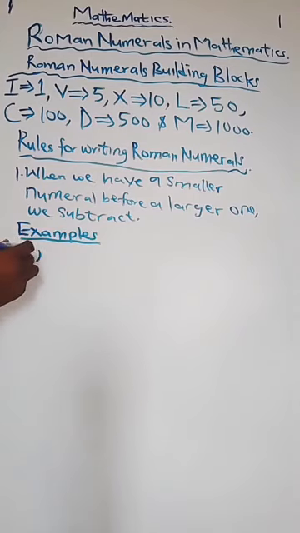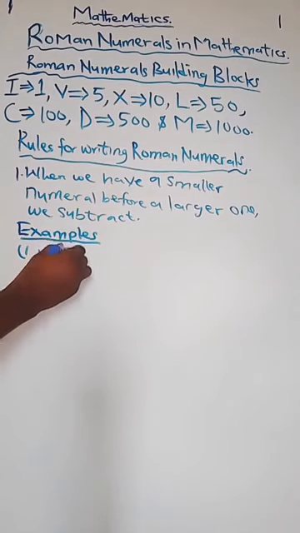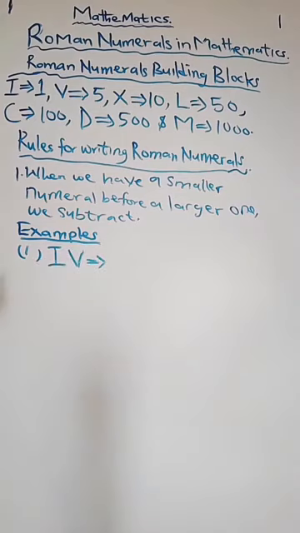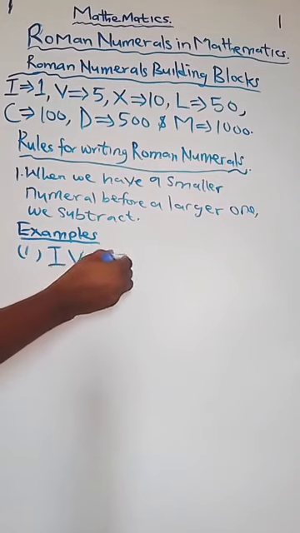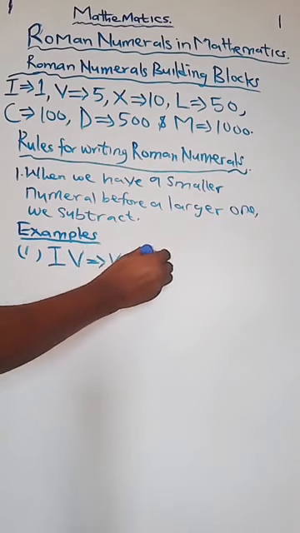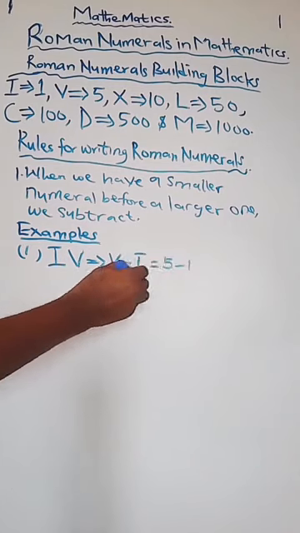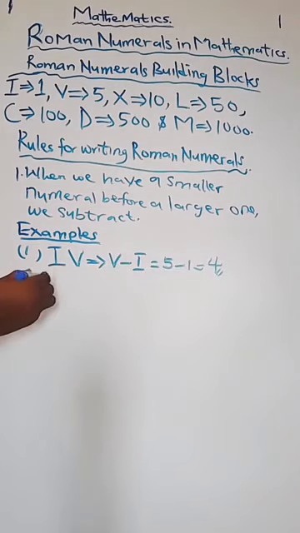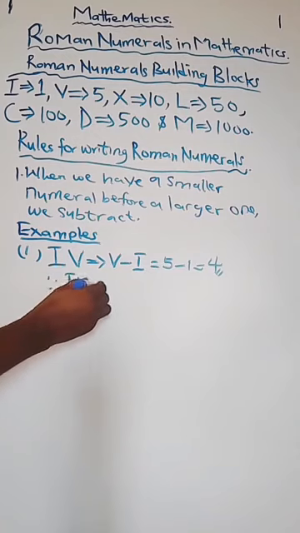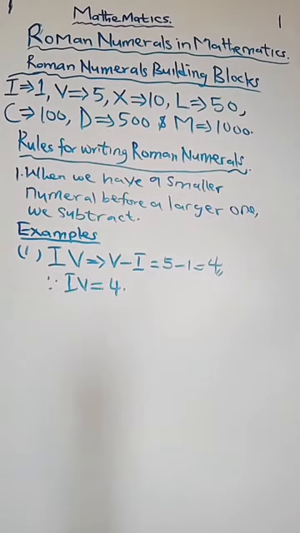Let's say you have IV. Now, in Roman numerals, I equals 1, V equals 5. You see that I is before V. That means we have to subtract I from V. The answer will be V minus I, which is 5 minus 1. So the answer is 4. Therefore, IV equals 4. That is what rule number 1 is saying.